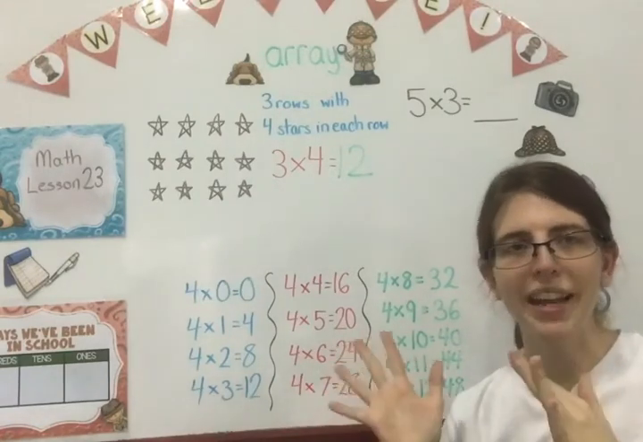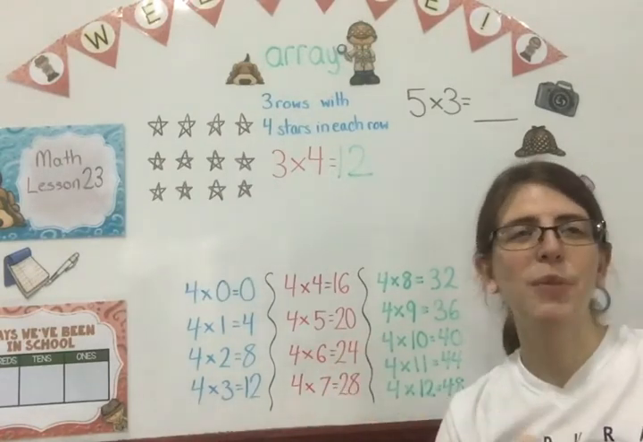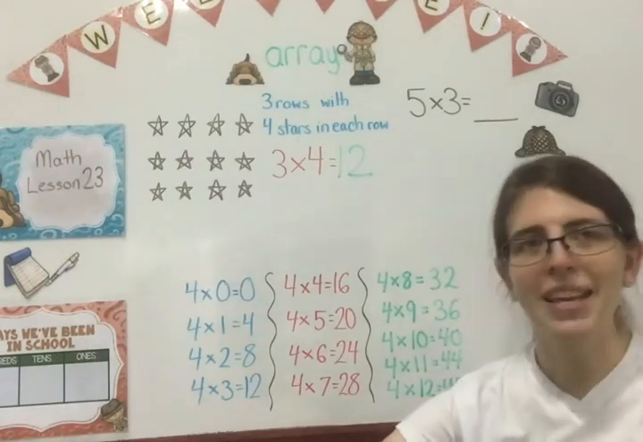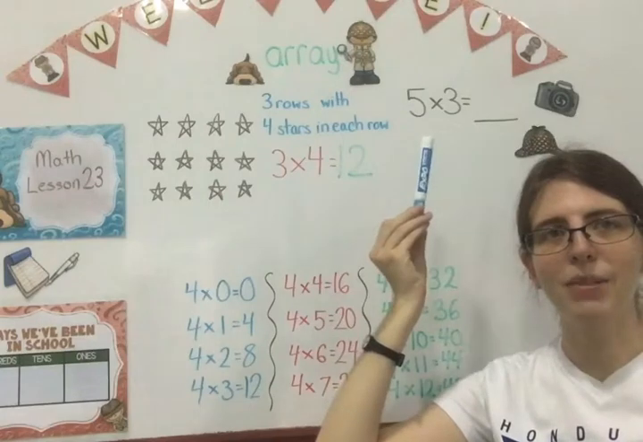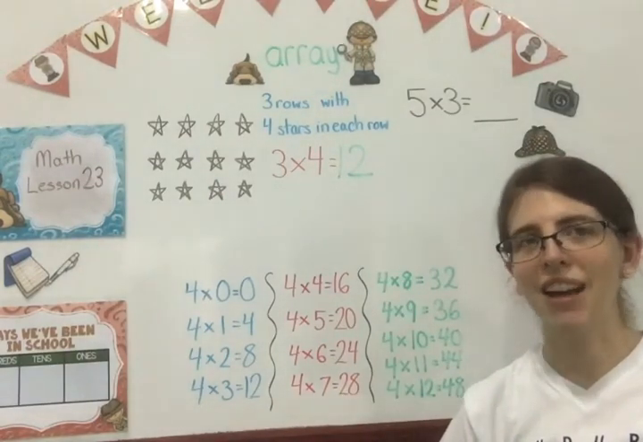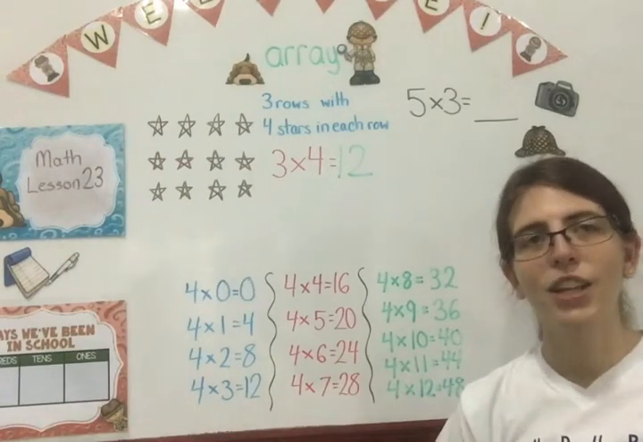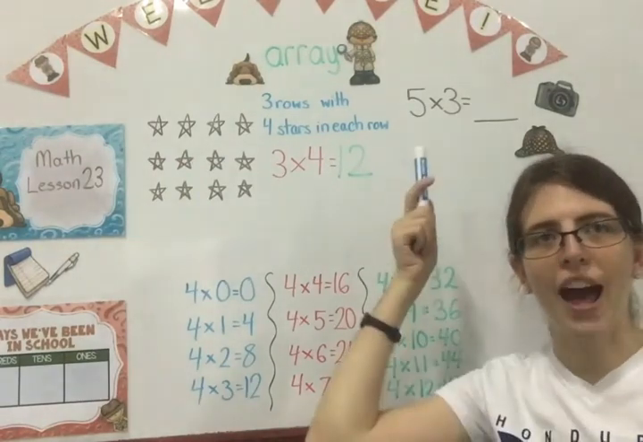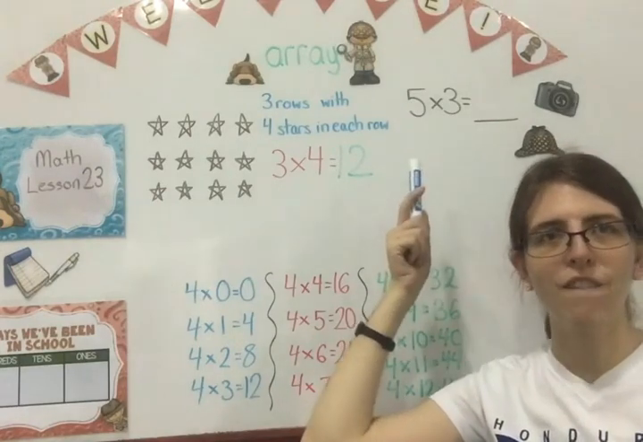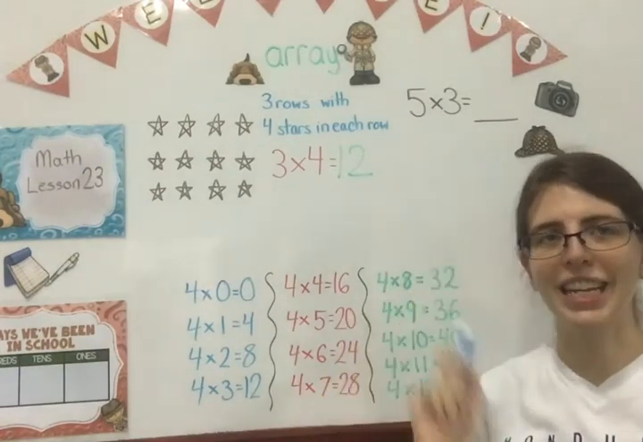Okay? Now we are going to make our own array all from scratch, which means from nothing. Well, not quite nothing because we have a math fact. And we're going to make our own array to go with this math fact. So right up here I have 5 times 3. So my array is going to show 5 times 3. So I'm going to say that that's 5 rows with 3 in each row.